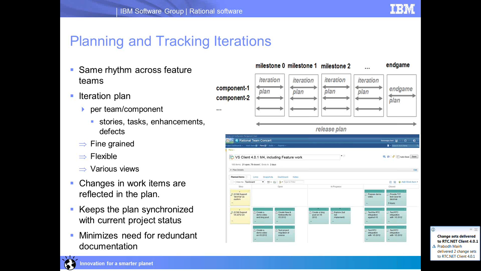It keeps the plan synchronized with the current project status, and there's no need for redundant documentation, right? You don't have to give a status report to your manager every day saying that this is done, this is left. Your plan speaks for you. As and when you update your work items to say that this defect is fixed, or this enhancement request is done, or this escalation is resolved, your plan automatically reflects it. As and when you make changes to the work items, your plan reflects it automatically.